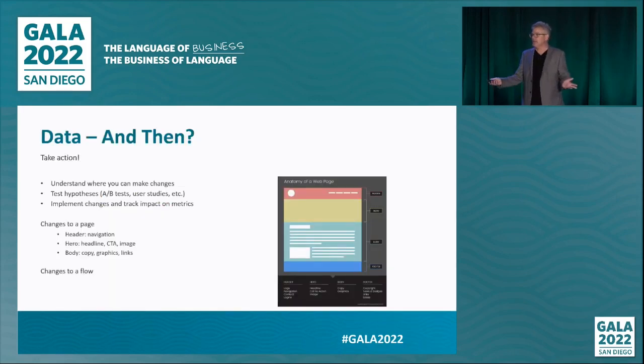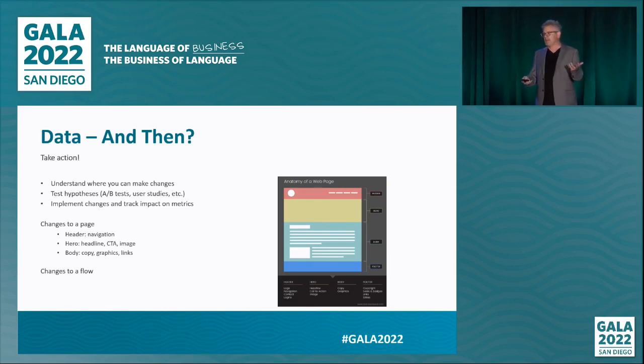And then, obviously, all this data analysis doesn't mean anything when you don't take action. So you need to understand where you can make changes, because for a localization team, there might be only certain areas. I talked about possibly making a change in the navigation and a header. Headlines, CTA, so the call to action that you have on a page. Images might be really good assets to switch out. And then any sort of copy, graphic, links within the main body of your page can be changed.